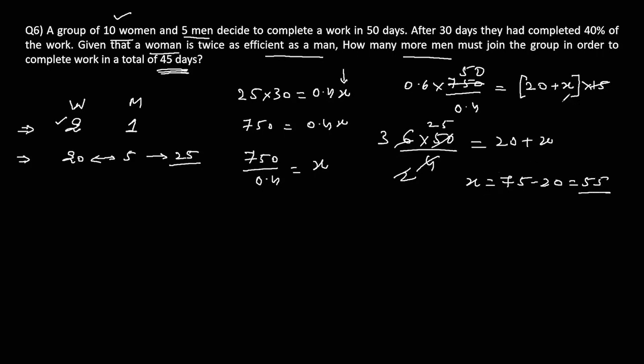Now remember, X was the group of men, right? So now the group of men which will be working will have 55 men. How many more men have joined? 50 more men have joined. So the answer to this question will be 50 and not 55. Please be very careful. Don't mark 55 as your answer, right? Let's move on to the next one.